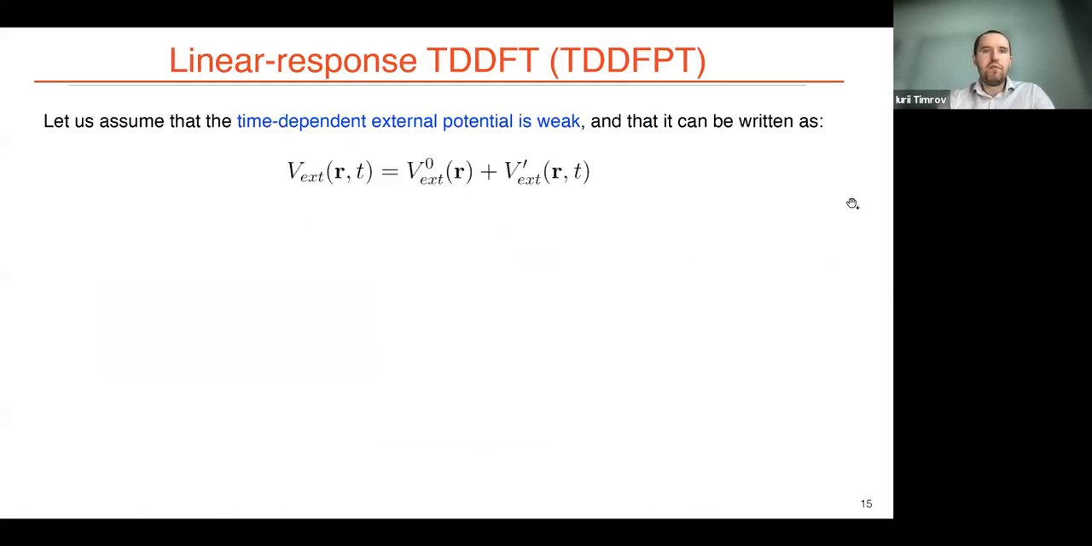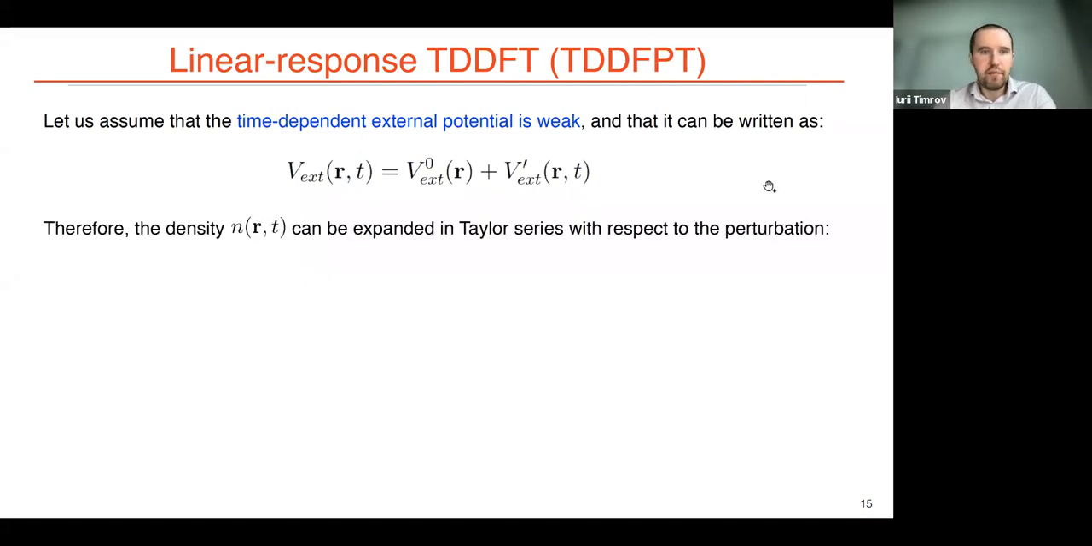Okay, so this is called in the literature linear response TDDFT, or there is the acronym TDDFPT. I will discuss in a moment why this second acronym. So let us assume that the time-dependent external potential is weak, and it can be written in this form. Our external potential is written as the sum of the static potential, so it doesn't depend on time, it is fixed in time, plus a second term, which we label V prime, which depends on time.